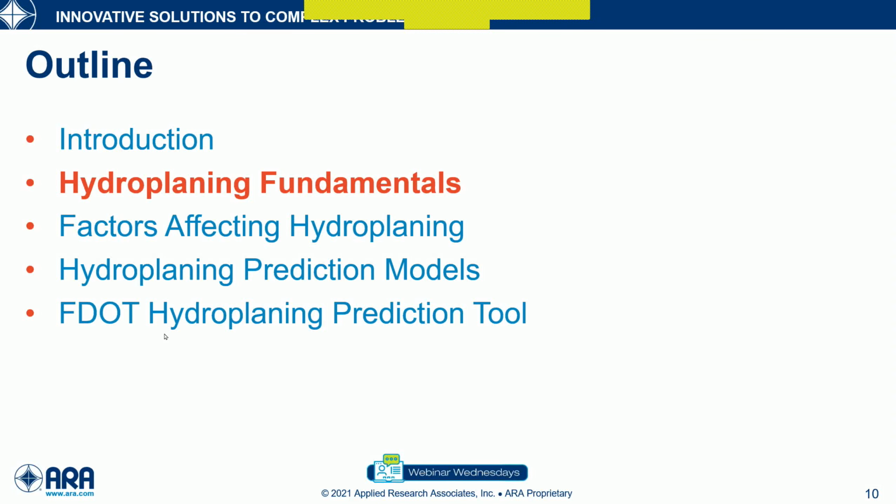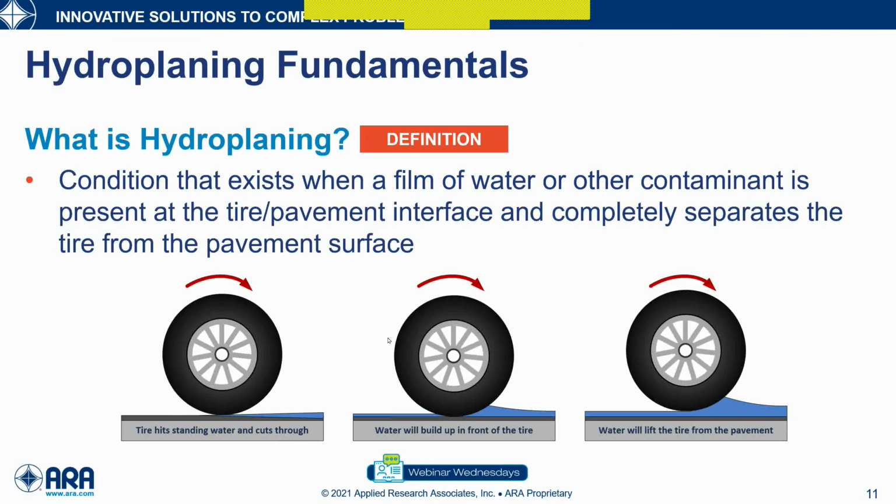Now it's time to talk about the hydroplaning fundamentals. So what is hydroplaning? By definition, this is the condition that exists when a film of water or any other contaminant is present at the tire-pavement interface, and that completely separates the tire from the pavement surface.